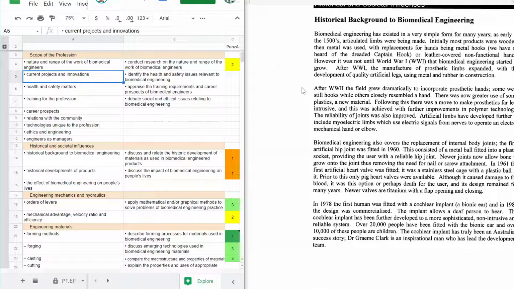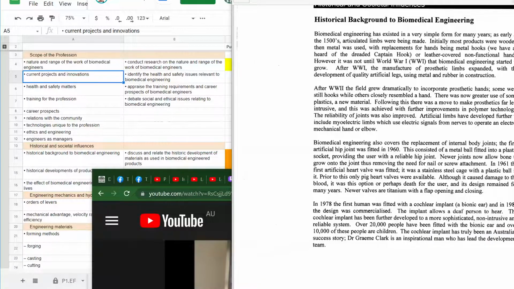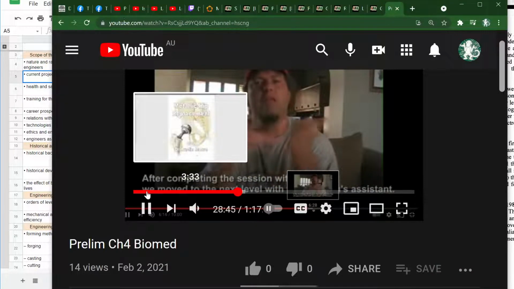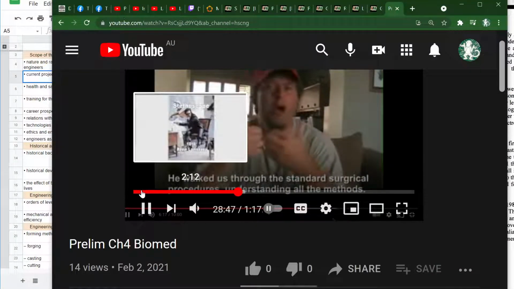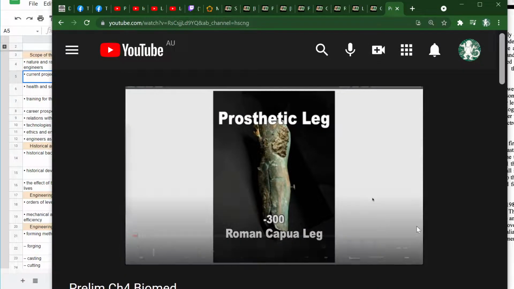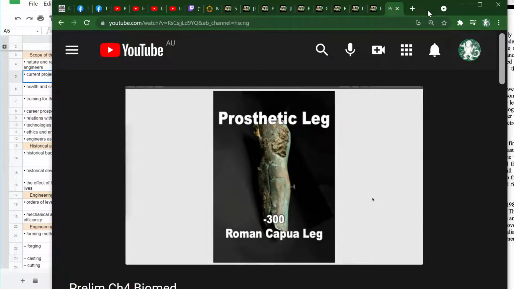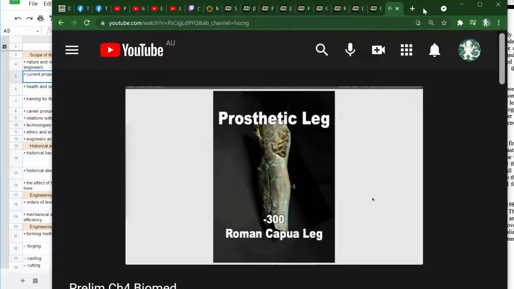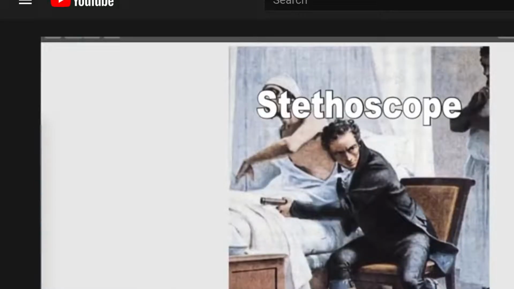Okay. So historical background that starts with, they talk about prosthesis, prosthetics from, if we go back to, again, with this video, that I have the Roman Capua leg, which I think I talked about in our Zoom lessons just recently. Now, that's not to say that there weren't prosthetic legs prior to 2,500 years ago. They were just probably made out of wood, or they were melted down by people afterwards, in the case of bronze.